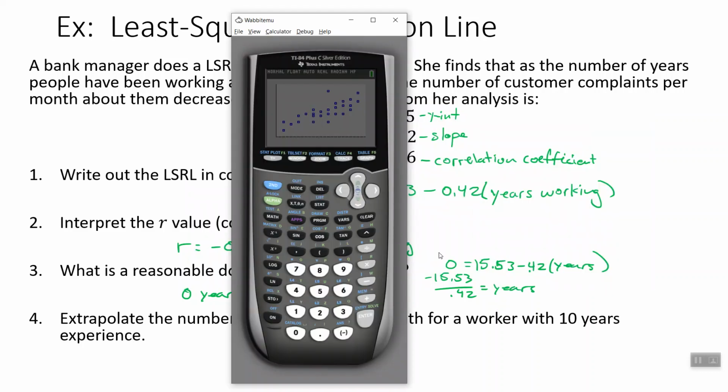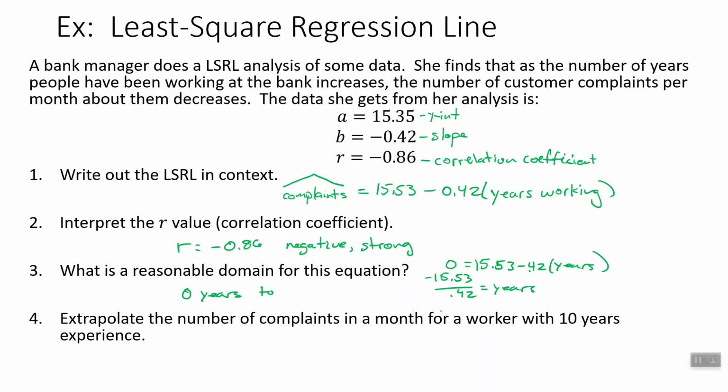So let's do that real quick on our calculator. So we got 15.53 divided by 0.42. I realized I left off all my negatives here. That's okay. They're just going to cancel out. 36.9, so roughly 37. So this was negative here. The two negatives do cancel out. So about 37 years, because after that, it's going below the x-axis. It's just not going to make sense.